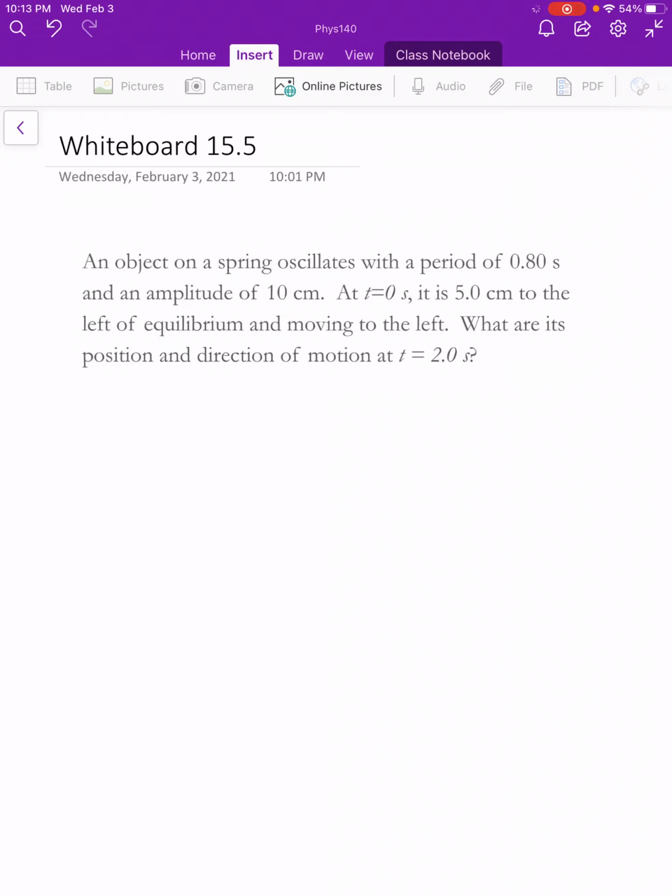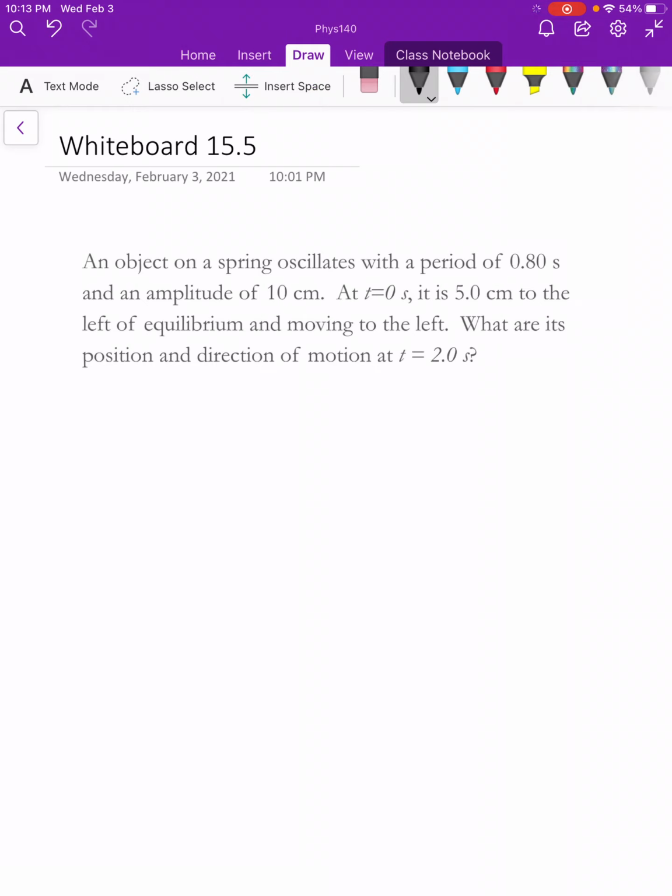Okay, in this problem, we have an object on a spring oscillating with a period of 0.8 seconds and an amplitude of 10 centimeters. Let's just draw that. I've got an object, draw an object on a spring. Okay, this is at x equals 0. It has an amplitude of 10.